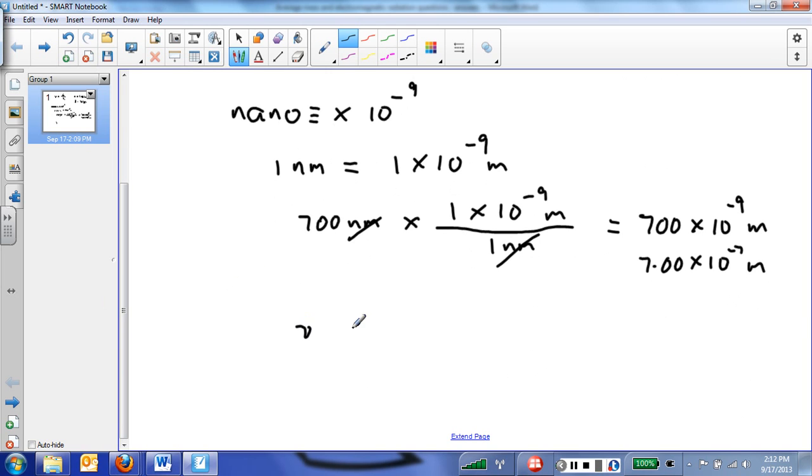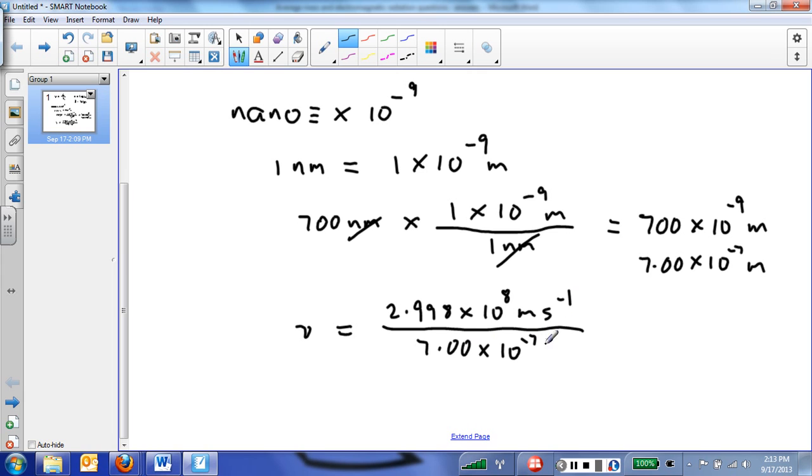So we have nu is equal to 2.998 times 10 to the 8 meters per second, all over 7.00 times 10 to the minus 7 meters. The meters would cancel, and we would be left with 4.28 times 10 to the 14 per second.